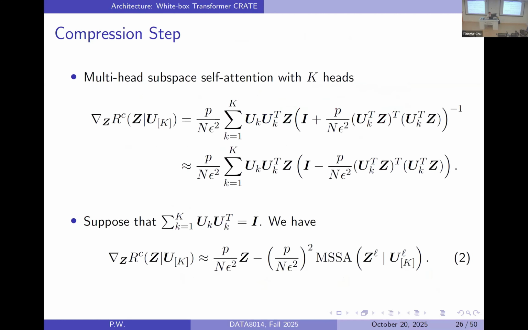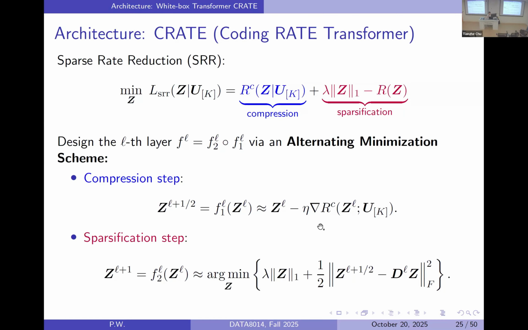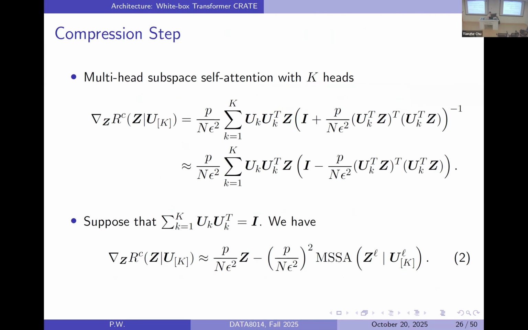The first step, the compression step. Based on this step, we can construct a multi-head subspace self-attention. Okay, let's go to see the details. The main ingredient of the first step is to compute the gradient of this compression term, the gradient of R^c. You can use the rules and compute it explicitly.